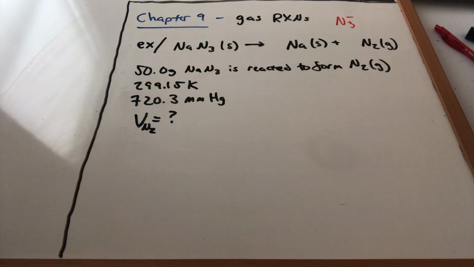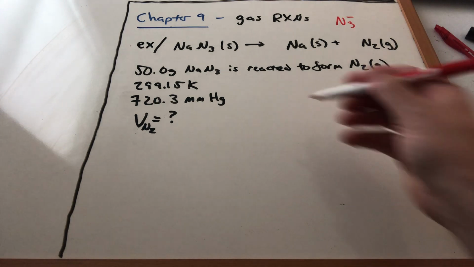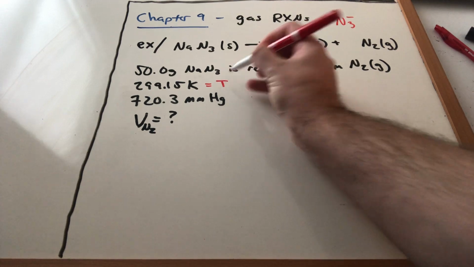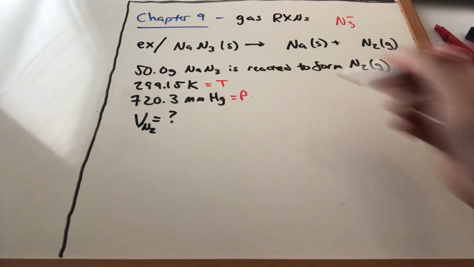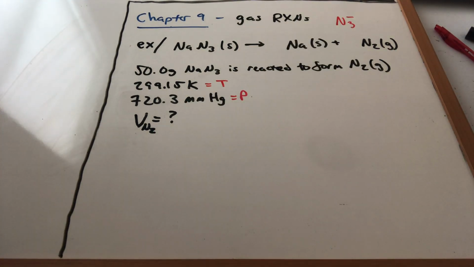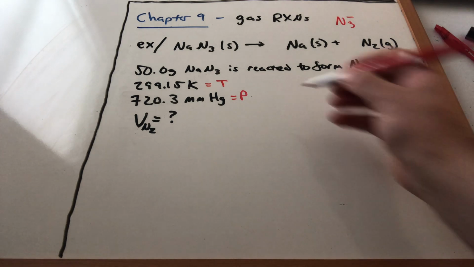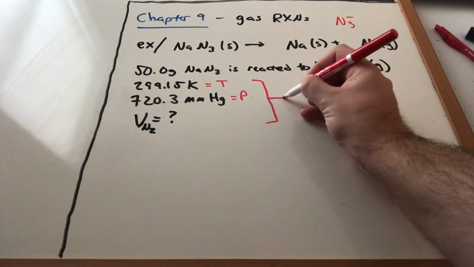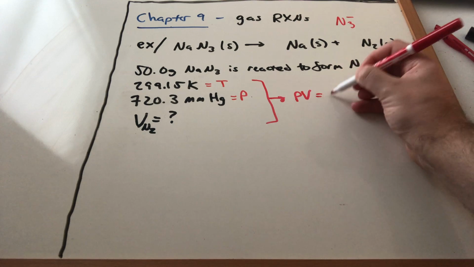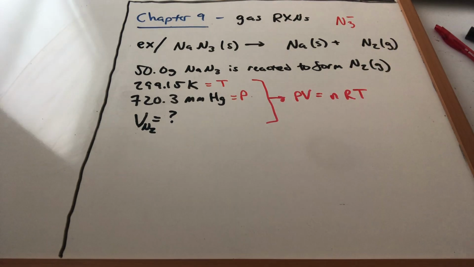Okay, so now here's the thought process. What happens when you have T's and P's and V's that you're supposed to interrelate with each other? Okay, you know that we're going to use the ideal gas law, PV equals nRT. But now let's do our little checklist and analysis of the things that we're given and what we're trying to calculate. So we're given a P.